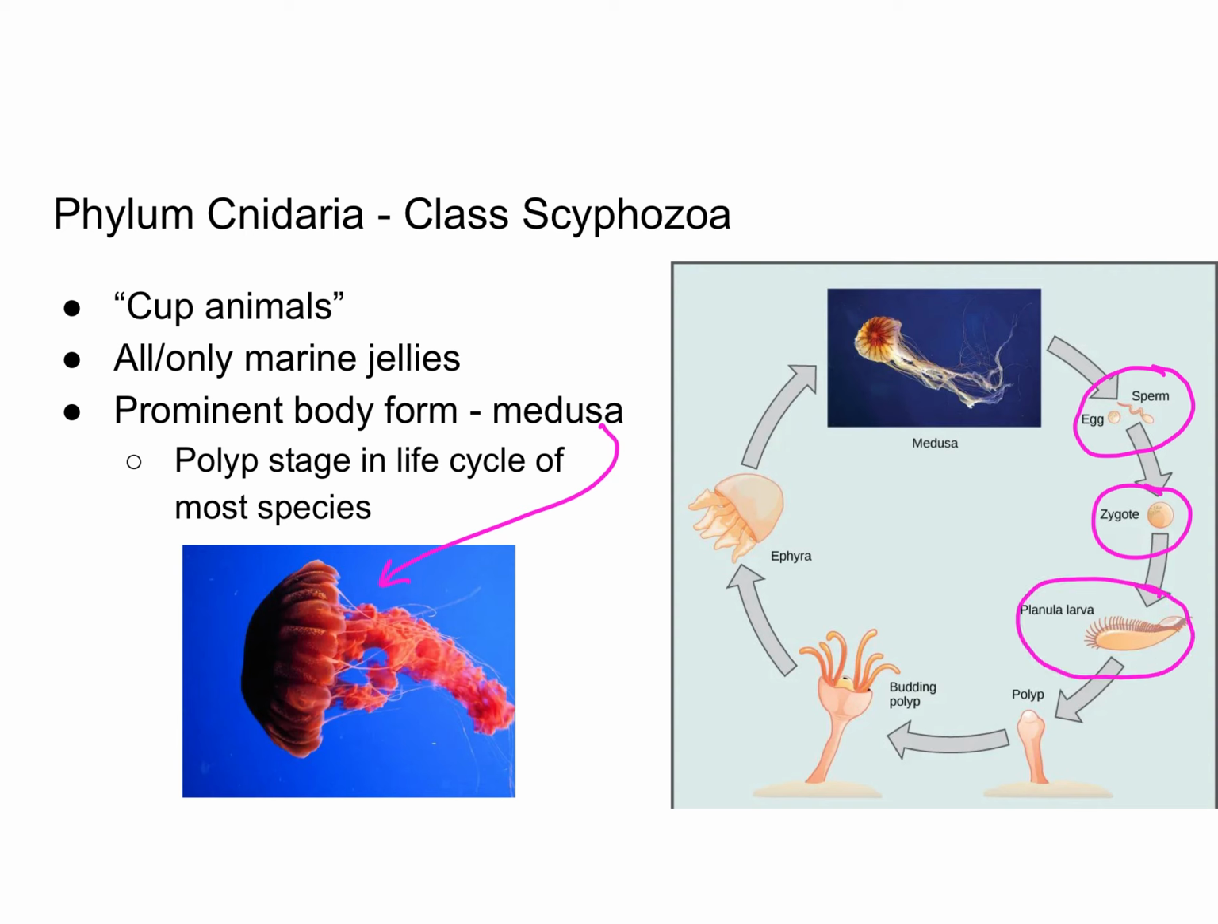free-swimming larvae that eventually settles on a substrate. So the substrate is just the material or the bottom of the ocean, which forms this polyp, and then that polyp can bud off in order to produce the free-swimming medusa.